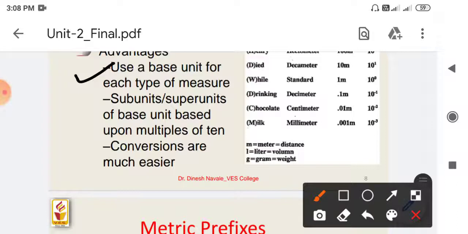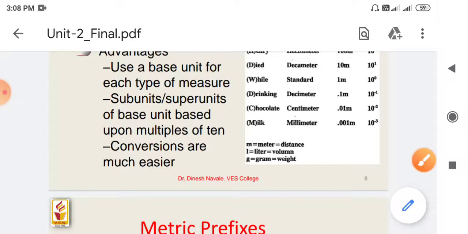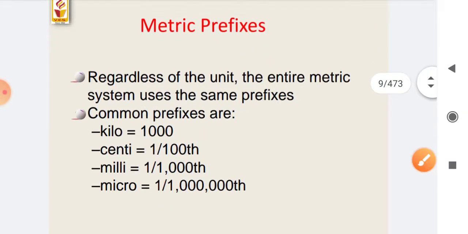So for advantages, we can say that it uses a certain base unit for each type of measurement. Then the subunits or the super units of the base units are multiples of ten. Okay, multiples of ten. Then conversions are quite easier. Okay, conversions are quite easier.